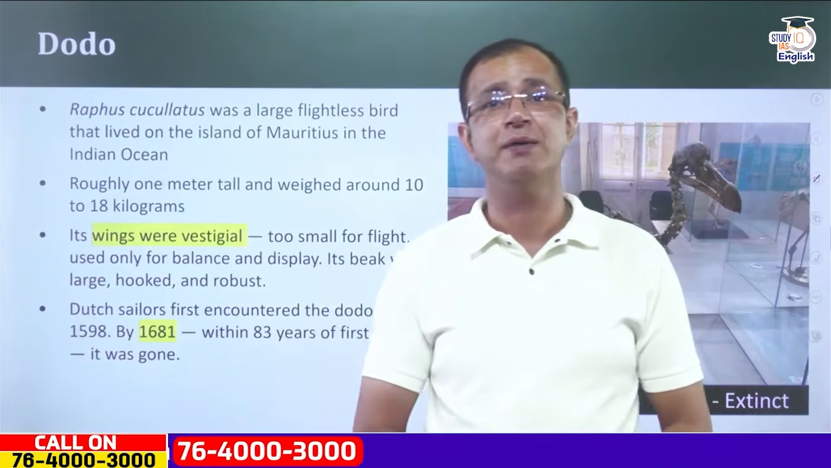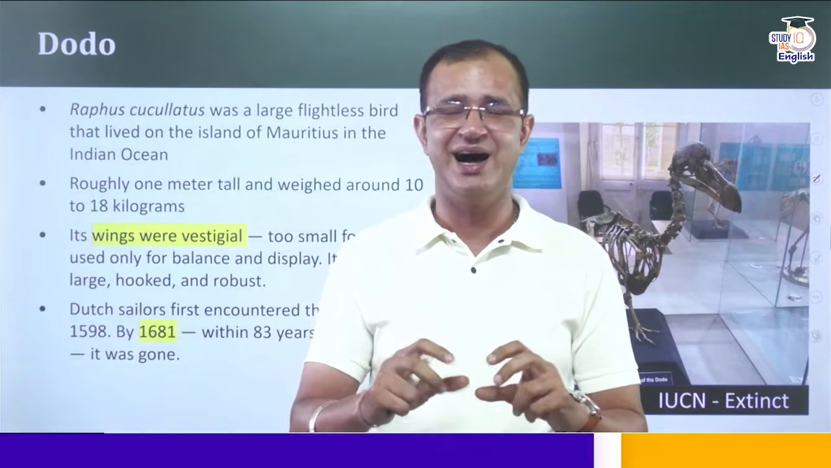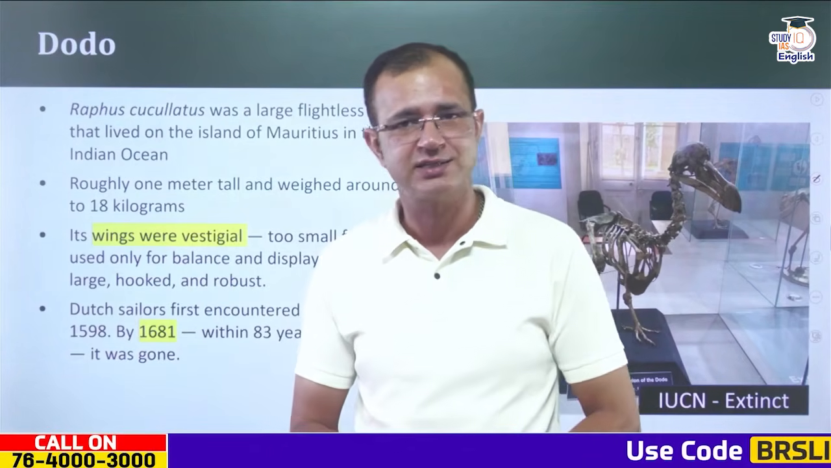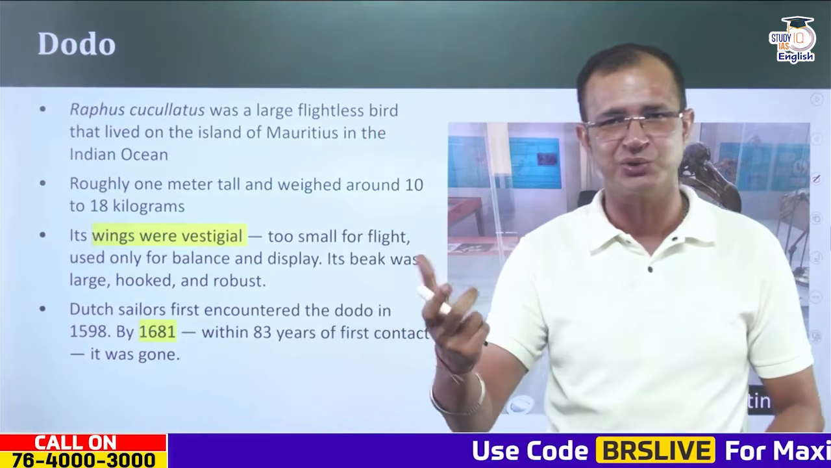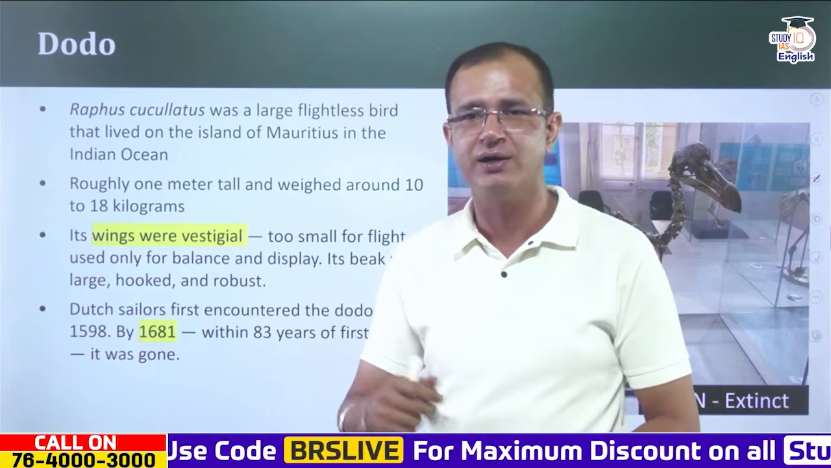The next species that has become extinct is the dodo. Basically, we remember the dodo through various phrases that we use, like "dead as a dodo" or "dumb as a dodo." But let me tell you that the dodo was no dumb bird.